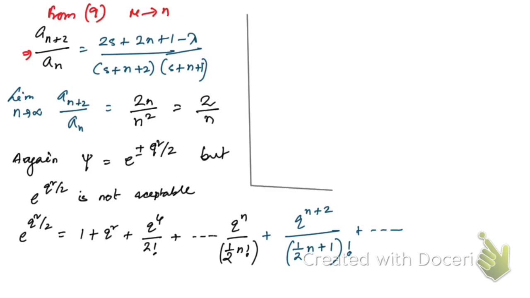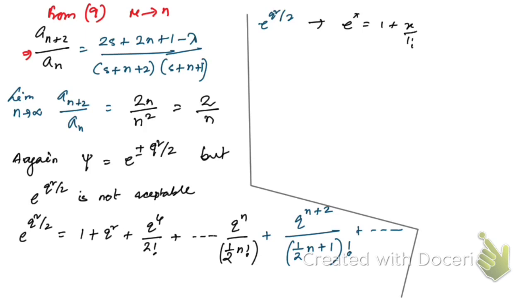Now let me write the remaining part on this side. Let us write e to the power q square by 2. Here we have applied this result, e to the power x is equal to 1 plus x by 1 factorial, 1 factorial is 1, plus x square by 2 factorial, plus x cube by 3 factorial, and so on. Here x is nothing but q square by 2.